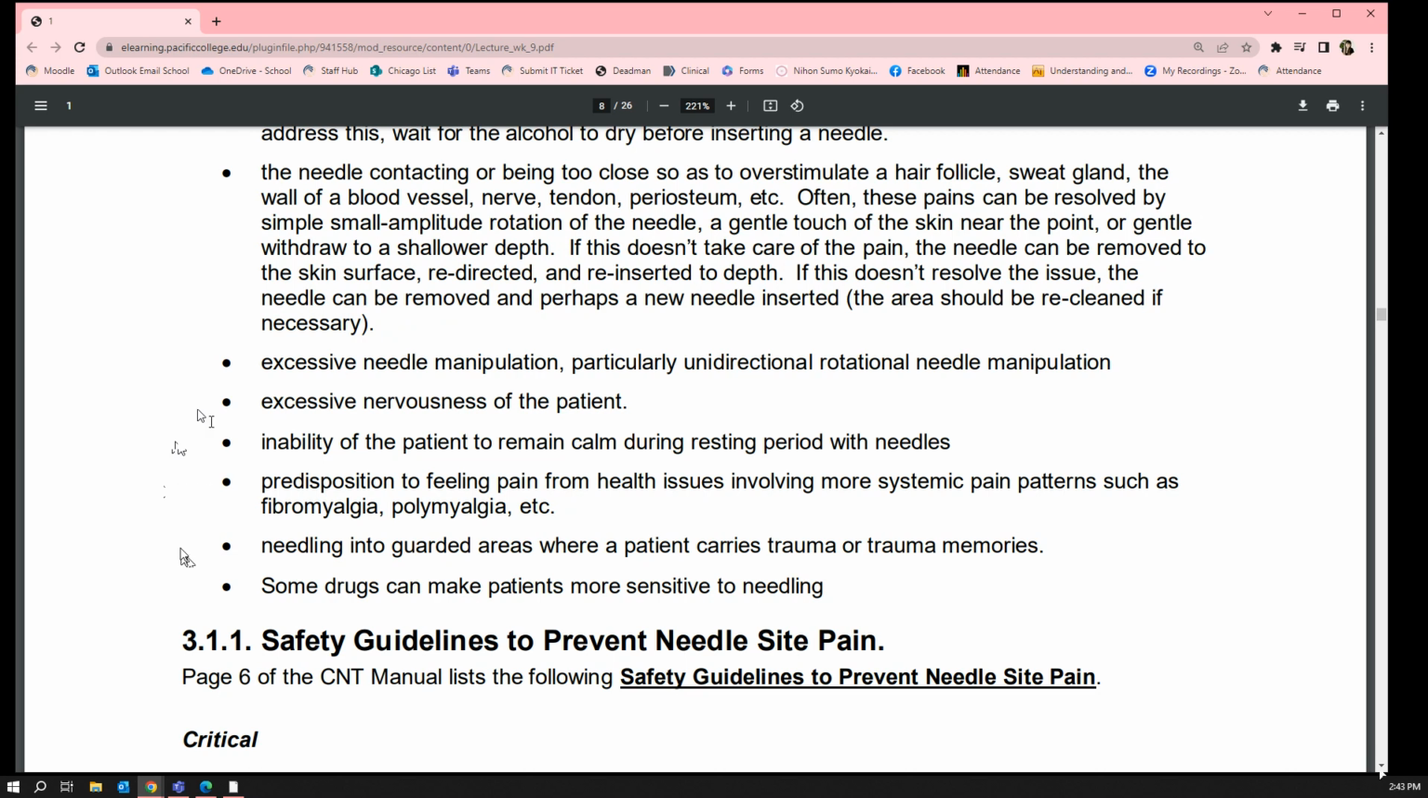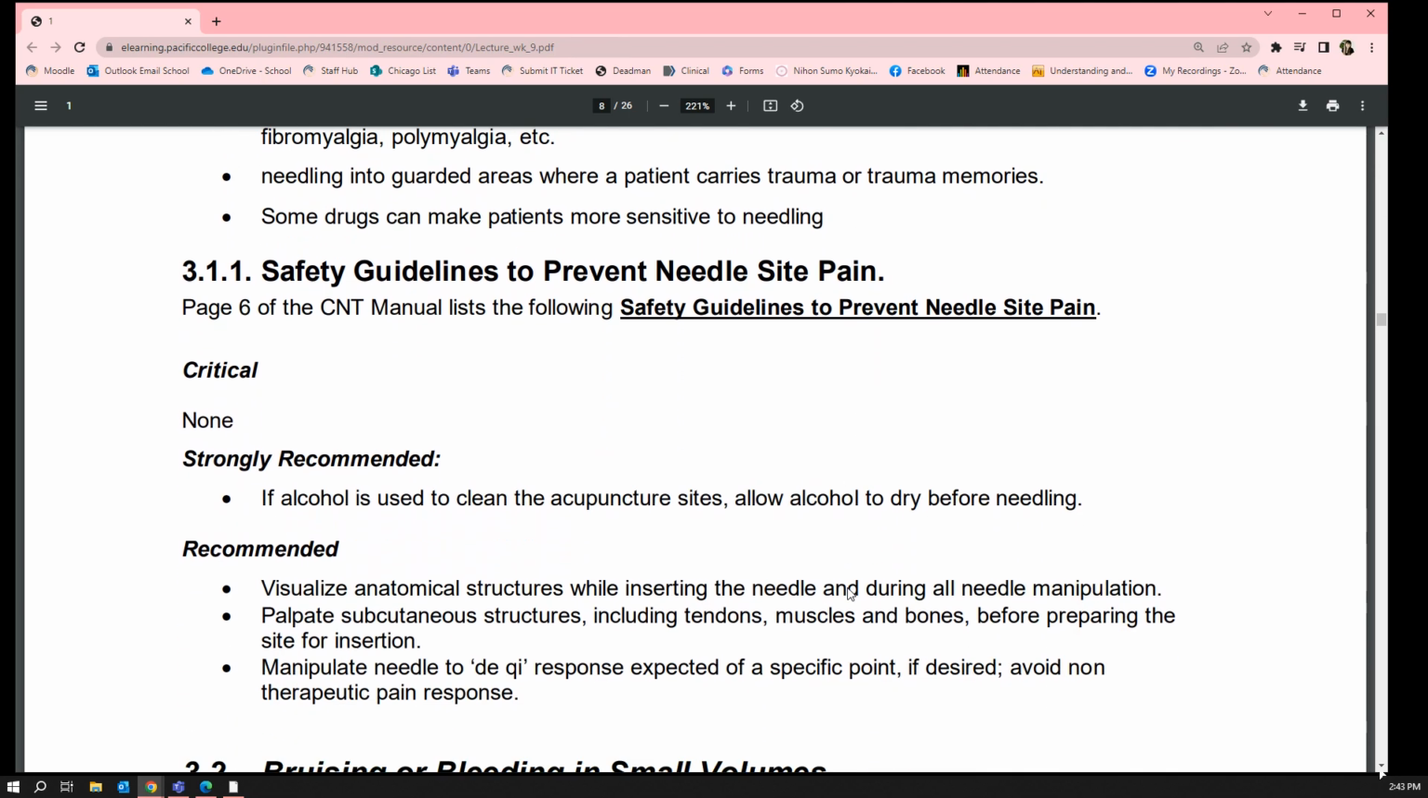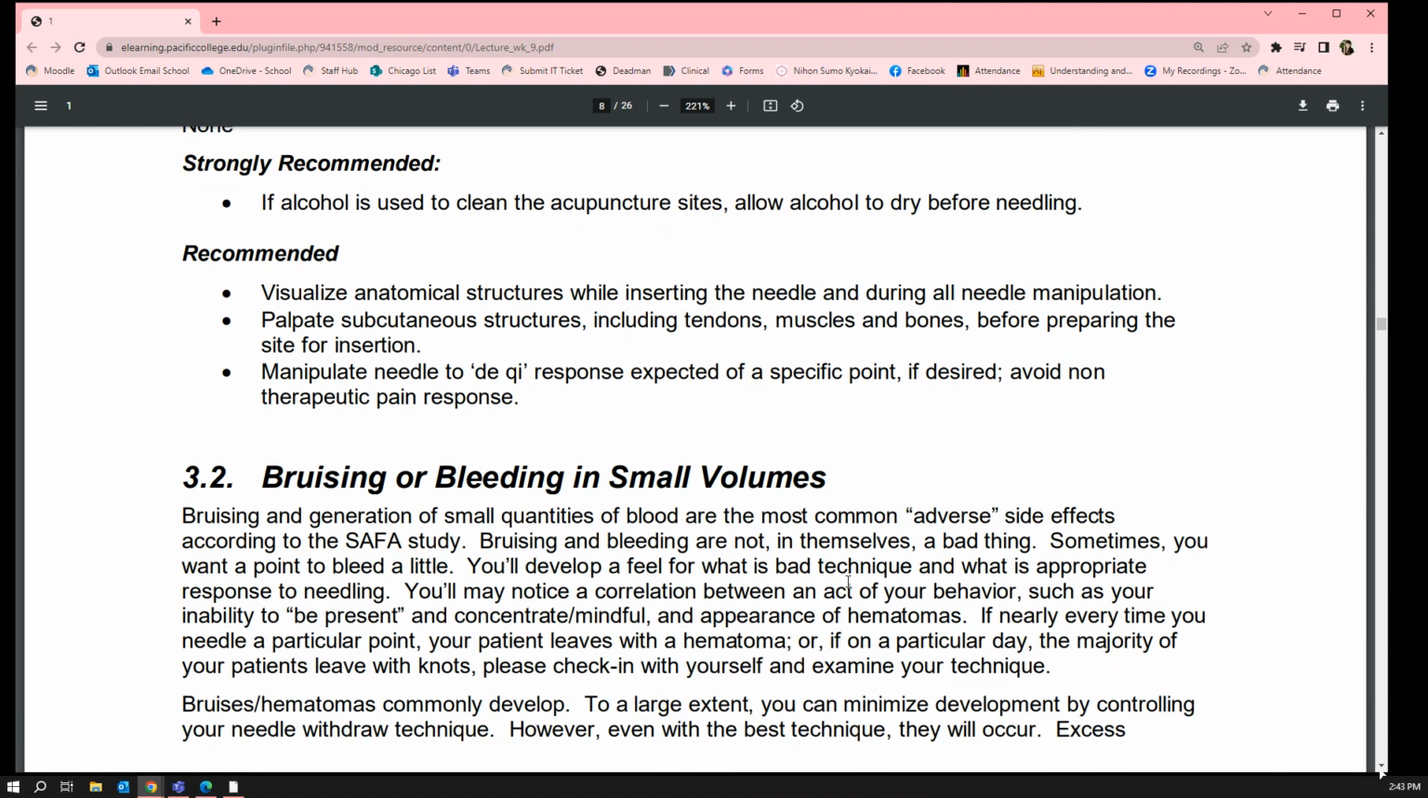Next one here, needling into guarded areas where a patient carries trauma or trauma memories. We'll talk a lot about this in needle tech and the different areas that people tend to hold their trauma and how to safely approach that. But sometimes things come out of nowhere. Oftentimes people don't even know that they're carrying these things in these areas. So it can come as a surprise just as much to you as it does to them. And that can cause discomfort, both physically and emotionally. And then, of course, this last one here, some drugs can make patients more sensitive to needling. You'll learn more about that in your pharmacology class.